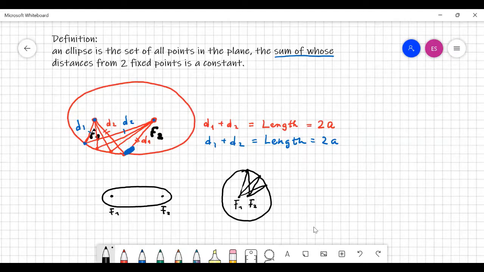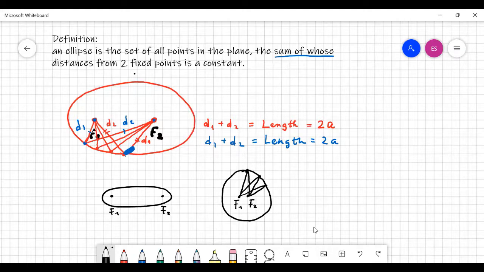For example, with these two points, if your string is very, very long, like this long, it is going to give you an ellipse that is also close to a circle. But let's say the string is a little bit longer than the distance between the focal points. Then if the focal points are far away, they are going to give you a very squeezed ellipse. If they're close to each other and the string is still the same length, it's going to give you a more round ellipse. Okay, now what is going to be the equation of an ellipse?